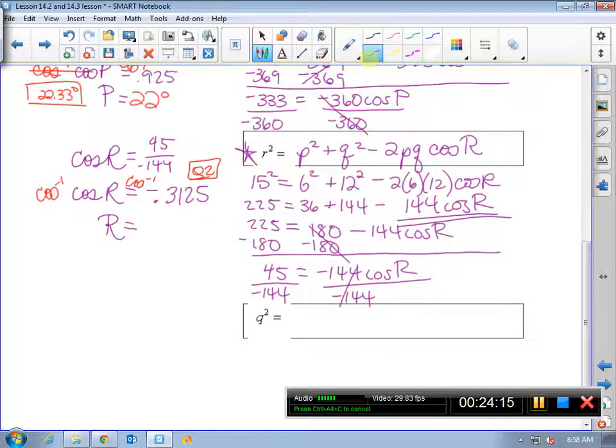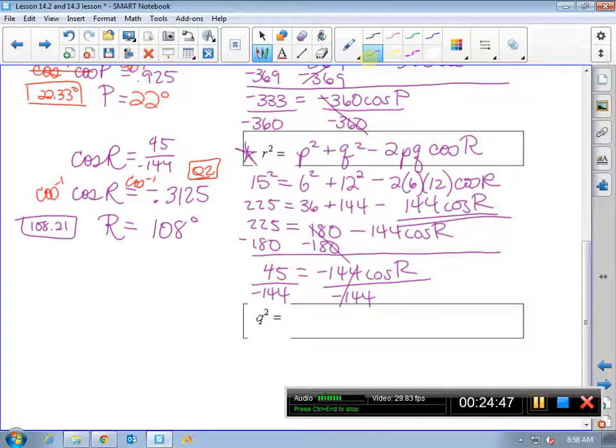So let's do cos inverse of negative 0.3125 on your calculator. And you should have that angle R is about 108 degrees. I'm going to do that as well. Second cos negative 0.3125. And we have 108.21. That's how I got that 108.